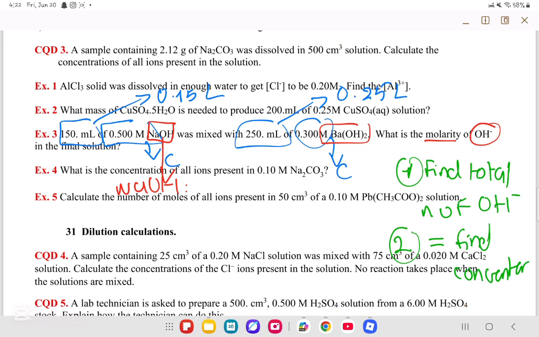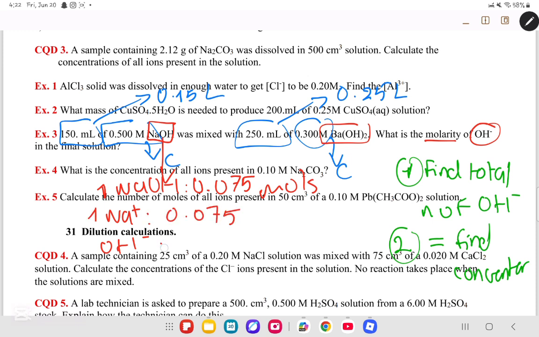So 0.15 times 0.5, that is 0.075 moles, right? So now we have the number of moles of NaOH. Let's separate it into its ions, Na plus and OH minus. So 1 NaOH gives us this, so 1 Na plus will give us also this, and 1 OH minus is also going to give us this. So this is the first number of moles we're going to take, which is 0.075.